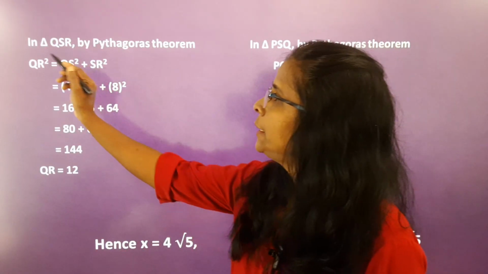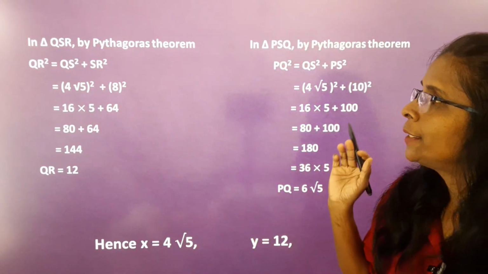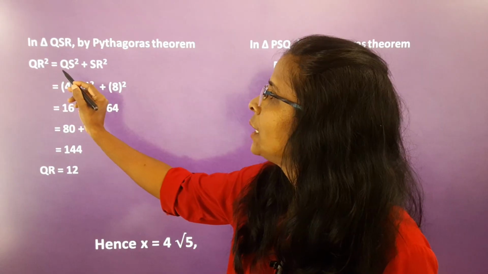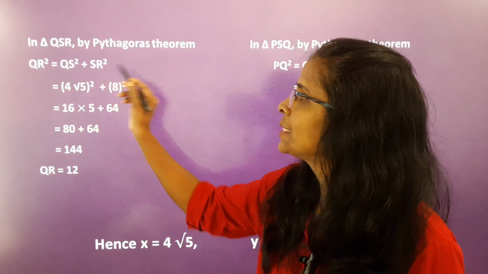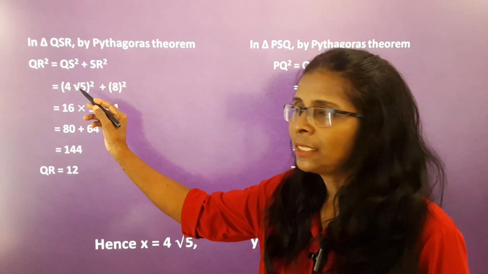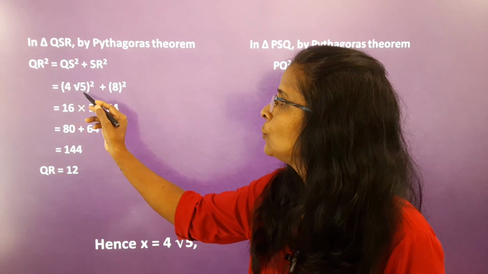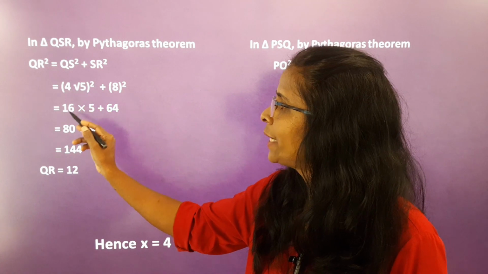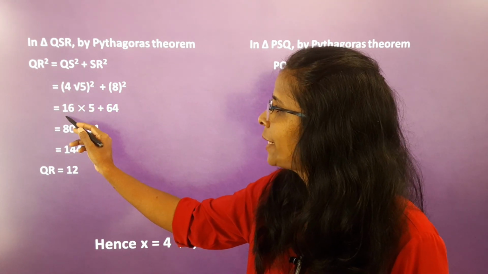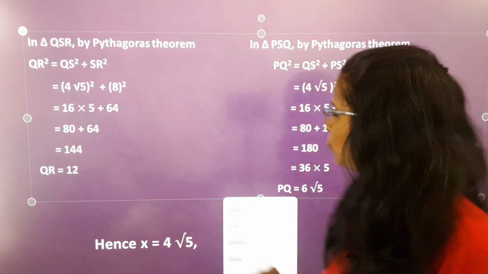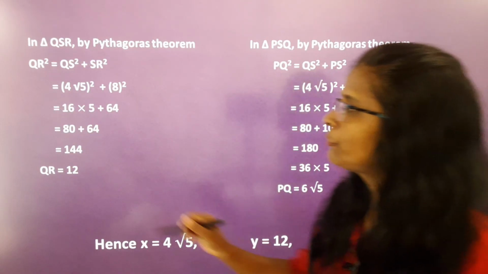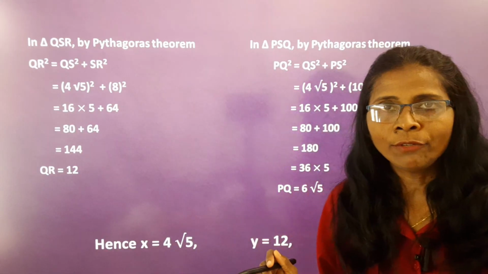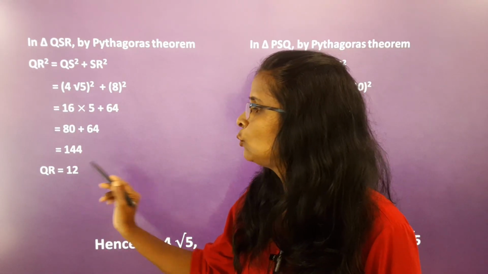So now the next step is to find the values of Y and Z. Here in triangle QSR, by using the Pythagoras theorem, QR square is equal to QS square plus SR square. By substituting the values, 4 root 5 square plus 8 square. Square of 4 root 5 is 16 multiplied by 5, plus square of 8 is 64. That means 80 plus 64, which is equal to 144. So QR is equal to 12.